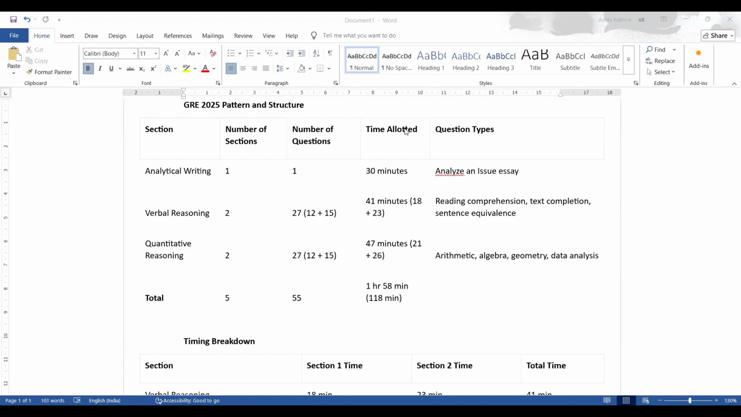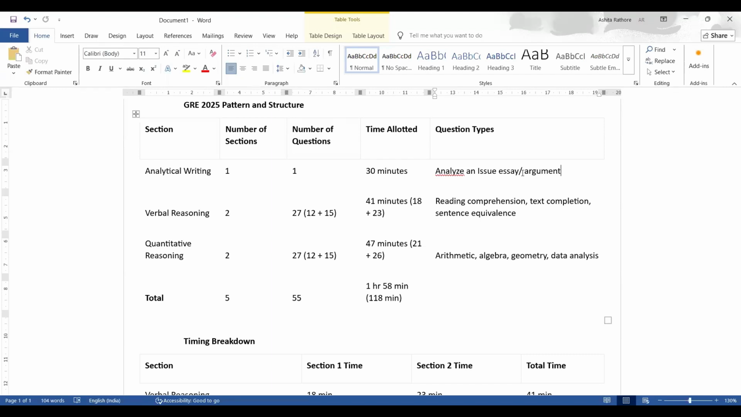Essentially, in analytical writing, there are two types of essays that are asked. One is analyzing an issue, one is analyzing an argument. Now, what is the difference between an issue and an argument? What do you understand by this when I tell you that you have to write an essay analyzing an issue or an argument?